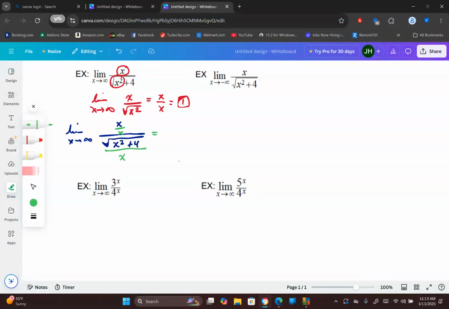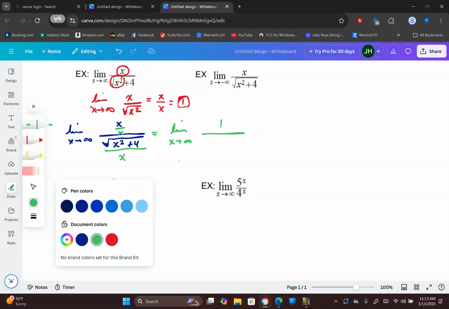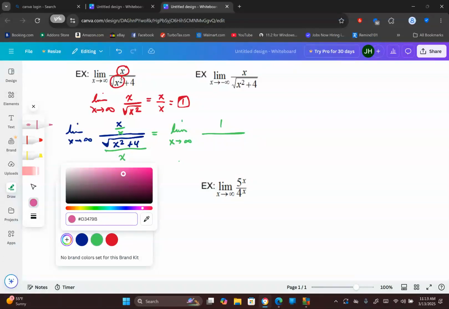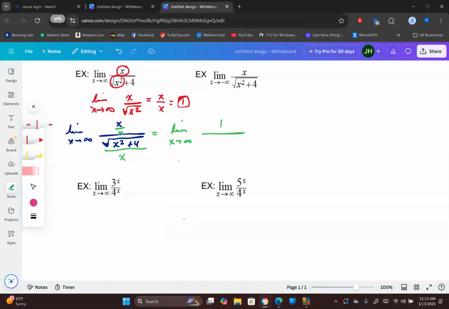Now, I think it's pretty obvious to see that the limit, as x approaches infinity, if I start simplifying, this top is 1. But what do I do on the bottom to be able to divide by x? Well, I know as I go to infinity, the square root of x squared, because everything is positive, is just going to equal the x values. So I'm going to make this the square root of x squared on the bottom. So under my radical, x squared over x squared is 1, plus 4 over x squared.